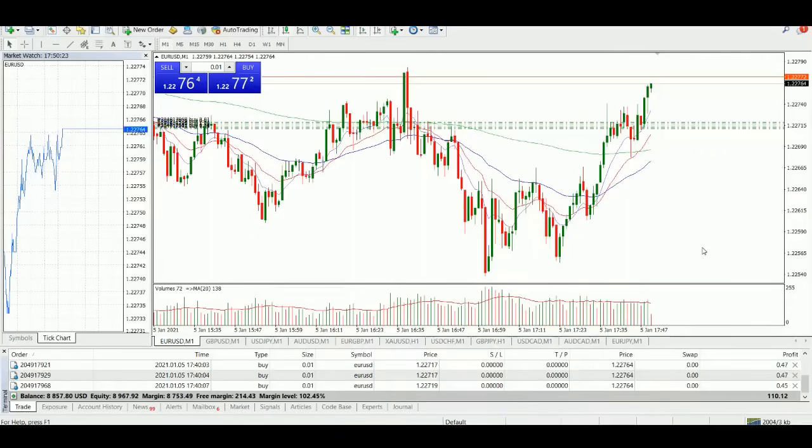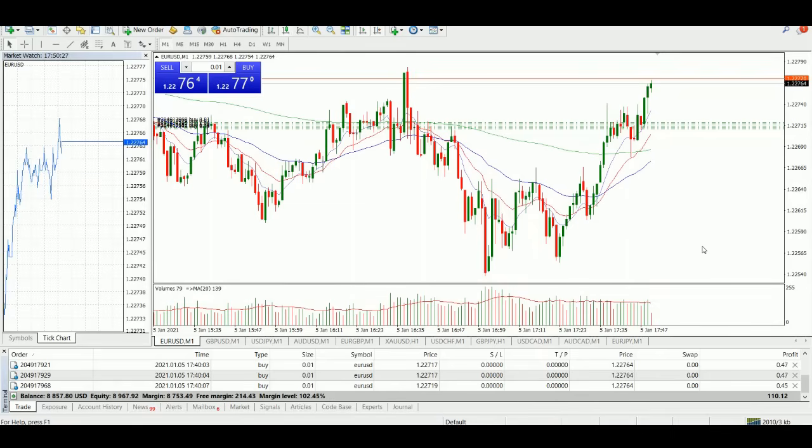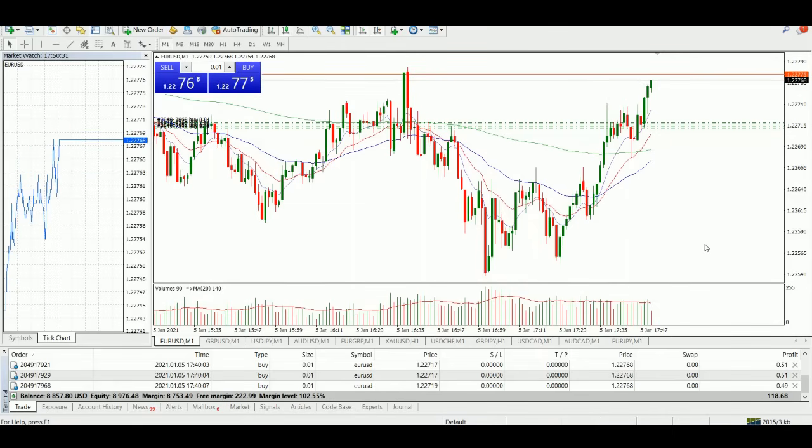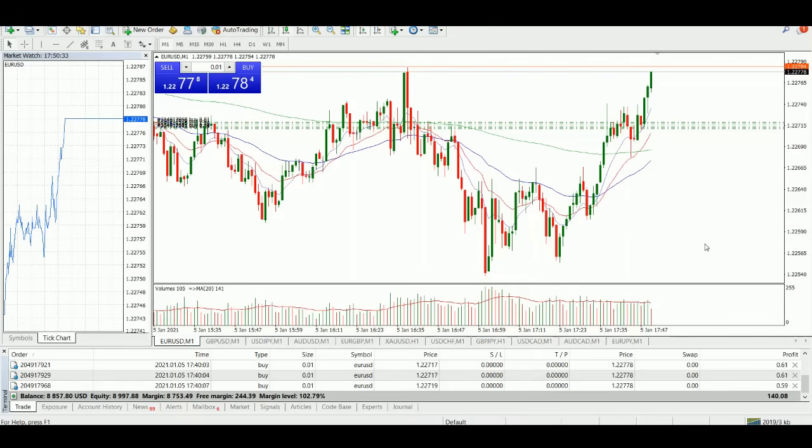$100, $110 in profits. I'm still in the beginning, 118, and we are still going up much further. Price is going up: 118, 125, 129, 135, 140, 150, 155. That's what I'm talking about. That's how you make big profits. That's how you flip your account.